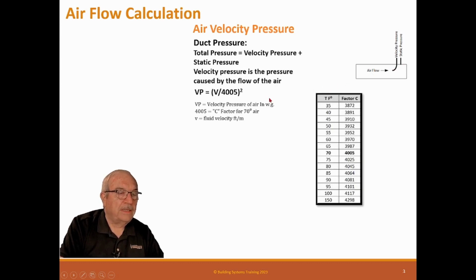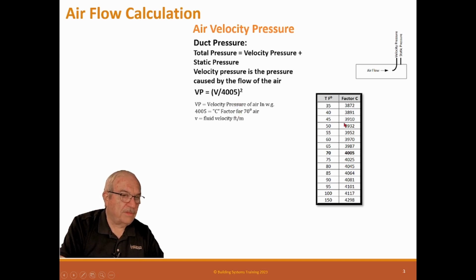So here's the formula. It's VP equals V divided by 4005, squared. Now, velocity pressure is in inches of water gauge, and it has a C. This 4005 is actually a constant, and it's based upon 70-degree air. So it does change. If it's not 70 degrees, it changes.